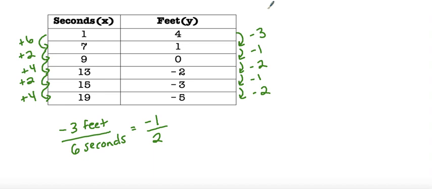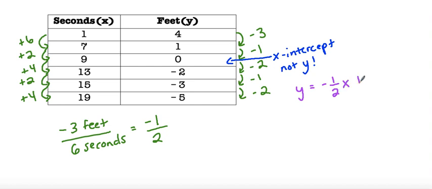So just like in the other problem, we don't have a y-intercept here. Don't get confused with this 0, because when y is 0, this is our x-intercept, not y. Okay? So in this case, we have y is equal to -1/2 x plus b, because we're not sure what it is.